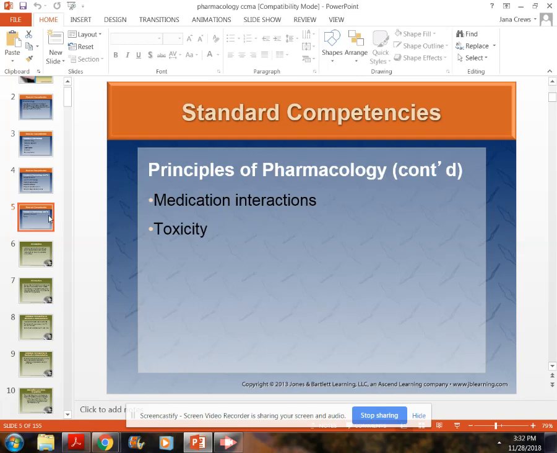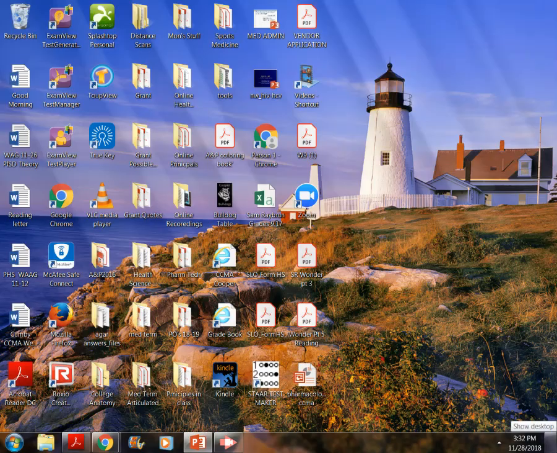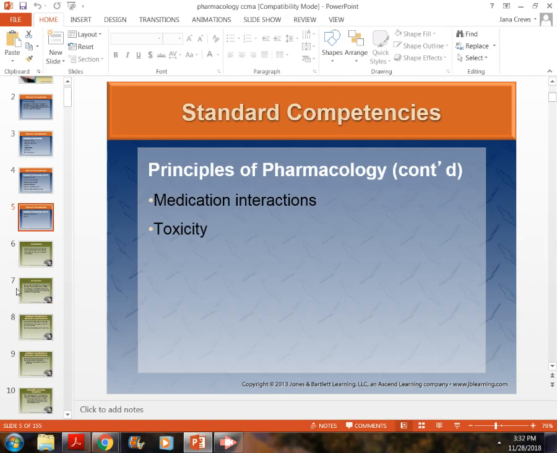And then toxicity. We need to know about toxicity levels because some medications have a very narrow window before they can start doing damage to organs or damage to other parts of the body. So we want to make sure that we understand how things can affect the system, especially if someone has kidney disease or liver disease. We want to be sure that the medication can actually be processed.